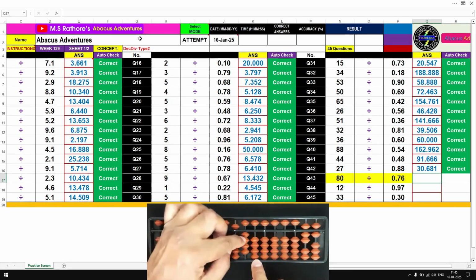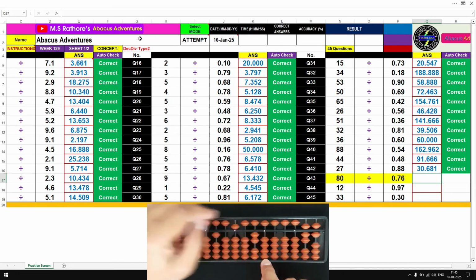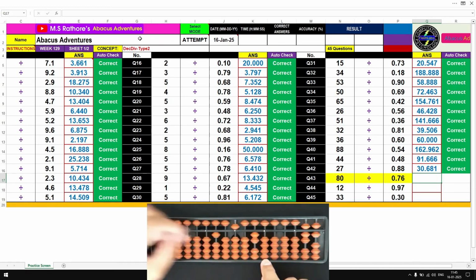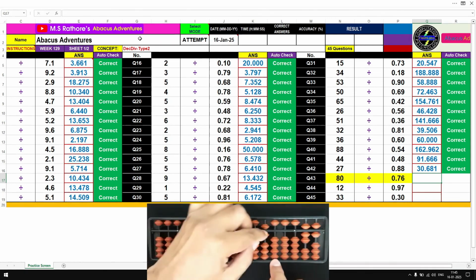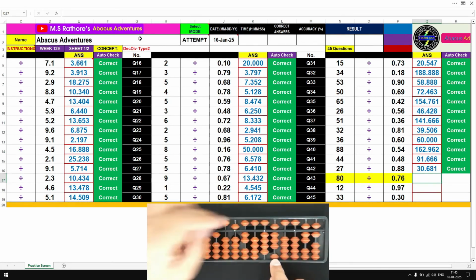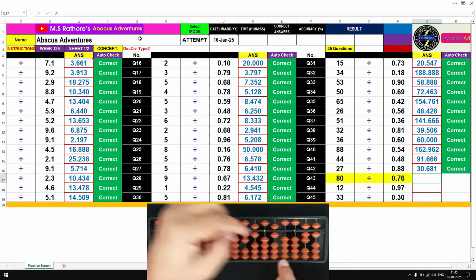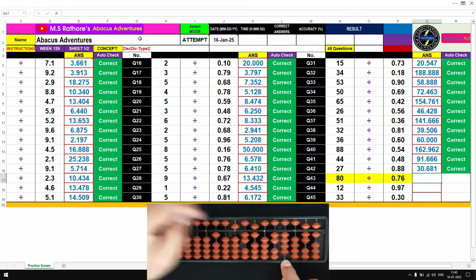7 fives are 35, shifted. 6 fives are 30, new number is 20. 7 twos are 14, shifted. 6 twos are 12, new number is 48. 7 sixes are 42, shifted. 6 sixes are 36, new number is 24.